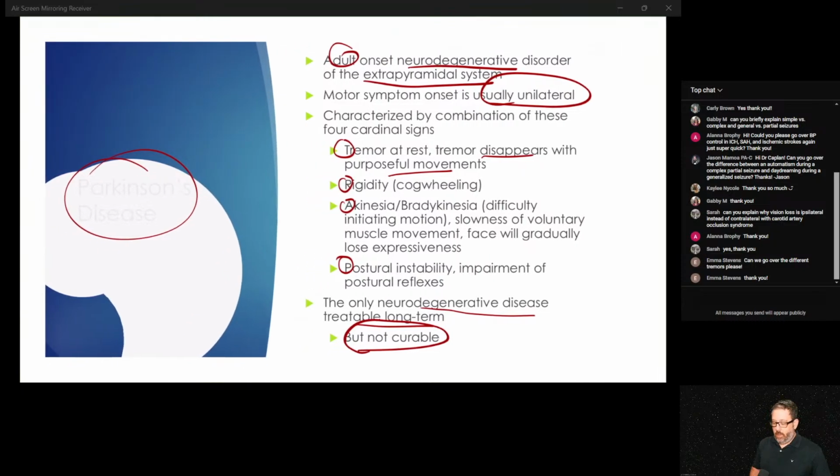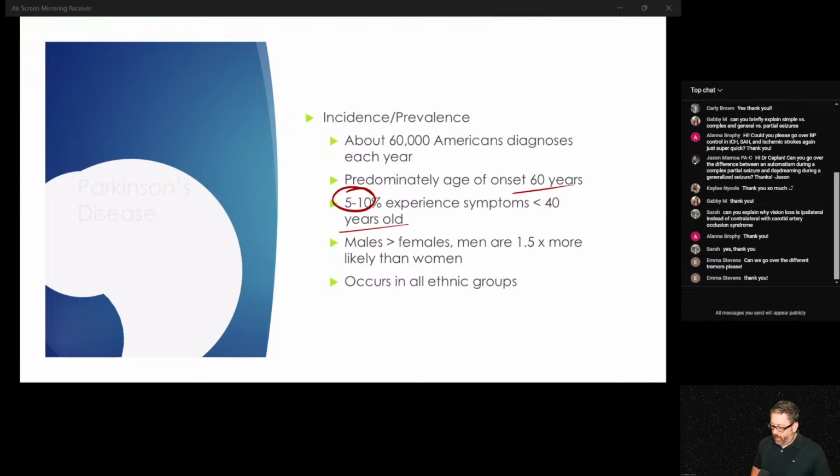Remember your mnemonic: akinesia, bradykinesia, rigidity, tremor, postural instability, TRAP. I didn't do it in order, but you know what I mean. For your Parkinson's patients.